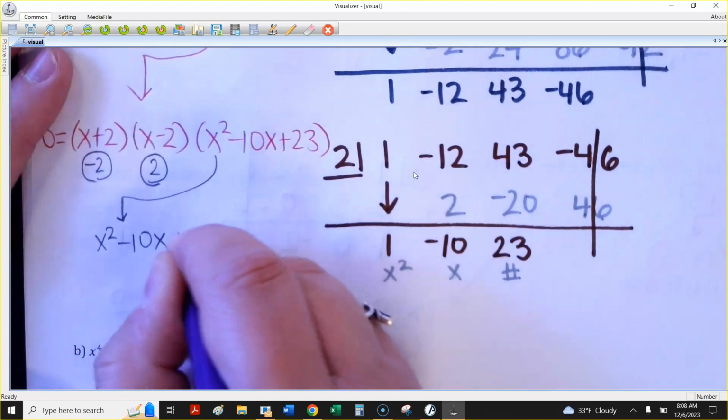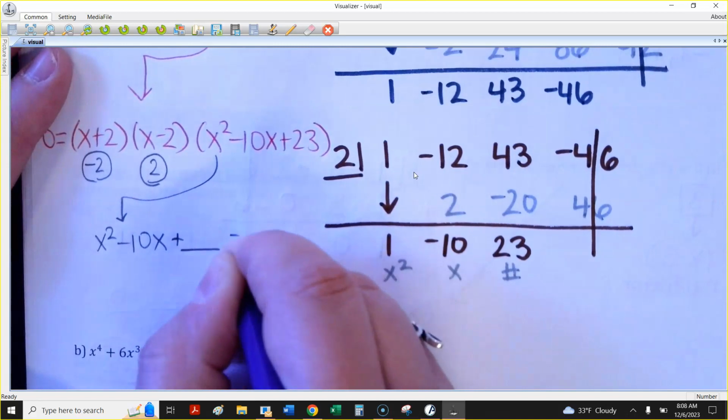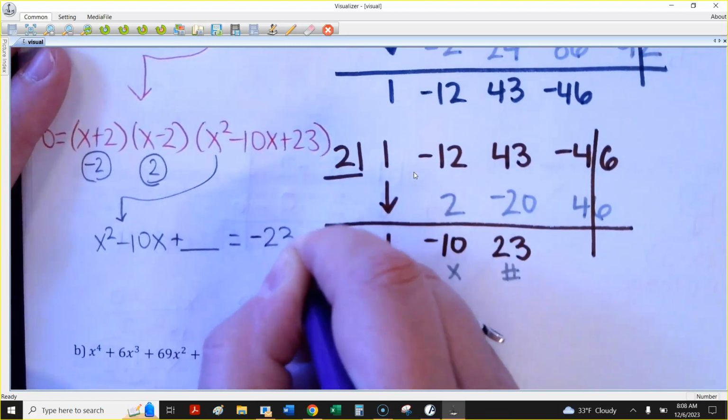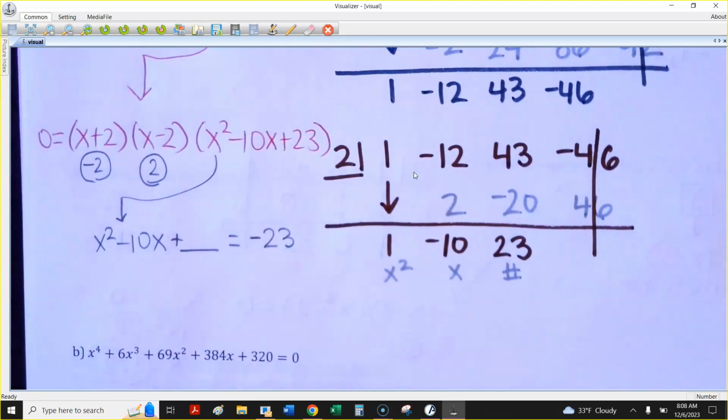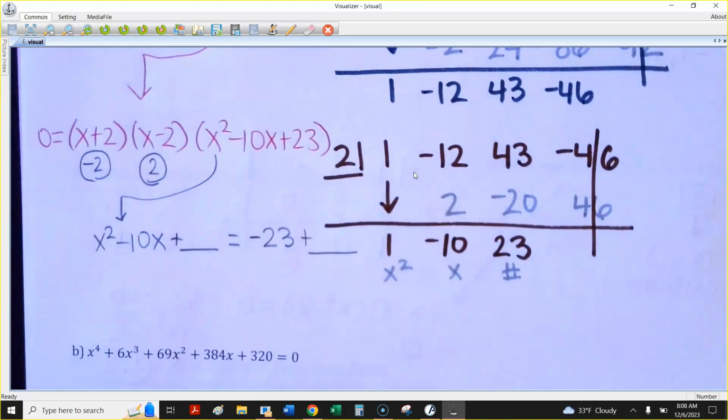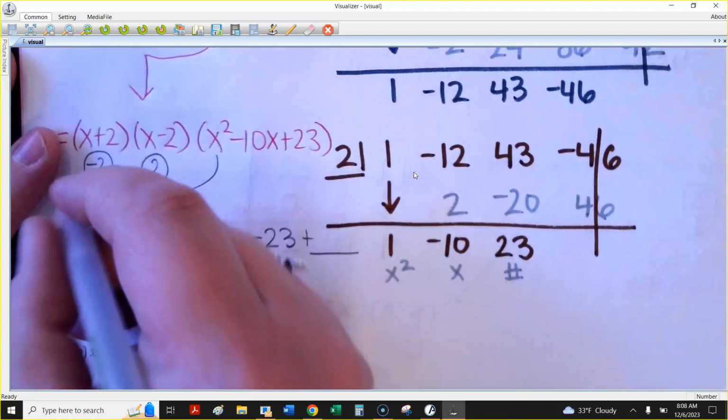So I would leave a little space, and I'm going to set that 23 as negative 23, because we would set it equal to 0, but you'd move the plain number to the other side if you want to complete the square. If you want to do quadratic formula, do quadratic formula. All right, I'm just giving you another option.